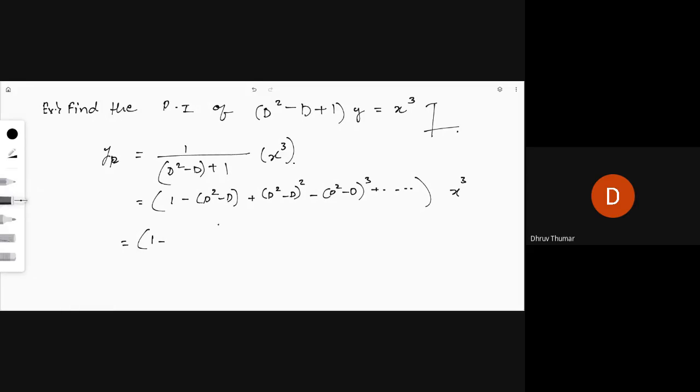Yes, we have to simplify. So we have to keep up to the third power, that is clear. But it will be minus, sorry, it will be plus, right, between D square and D cube. No, it is correct. Alternate plus minus signs are there. Okay.